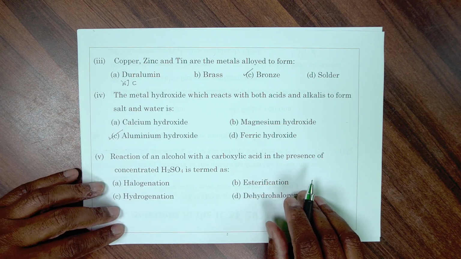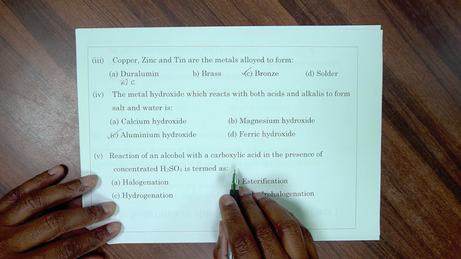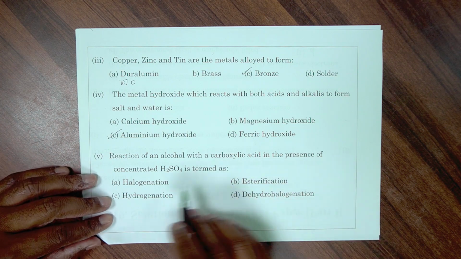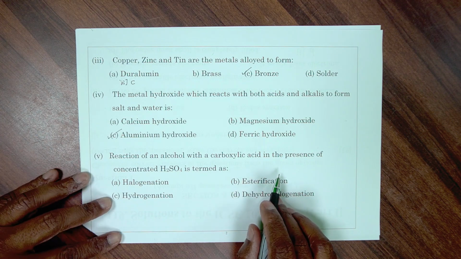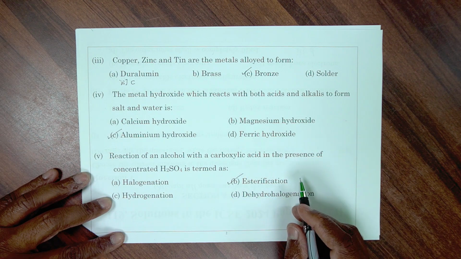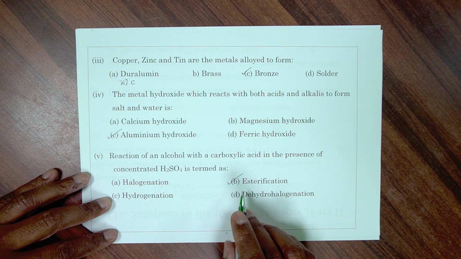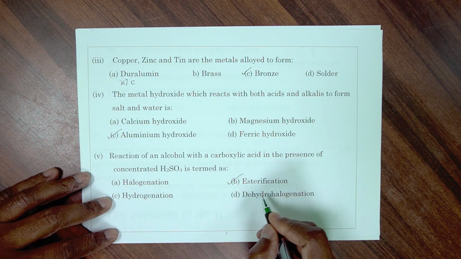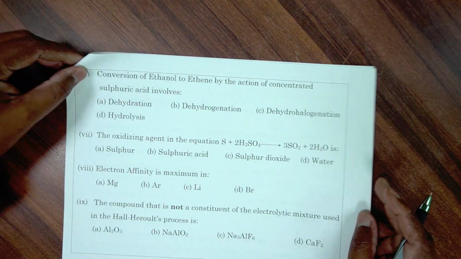Okay, and the fifth question: reaction of an alcohol with a carboxylic acid in the presence of concentrated sulfuric acid, H2SO4, is termed as. The correct answer is esterification. You know, ester and water will be produced in this. So the correct option is B. So you can write number 5 and then write B. Option B is the correct answer. I'll go to the next question.